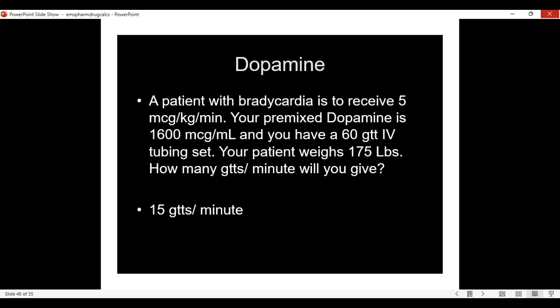A patient in bradycardia is to receive 5 micrograms per kilogram a minute. Your premix is 1,600 micrograms, 60 drop set tubing. Your patient weighs 175 pounds. How many drops per minute? The answer is already up here. I apologize. So we're going to have to convert the weight first. So 175 divided by 2.2 equals 79.54 or 80. So we have 5 times 80 times 60, our drop set, which is 24,000. And then we're going to divide that by our concentration of 1,600, which would give us 15 drops, right?